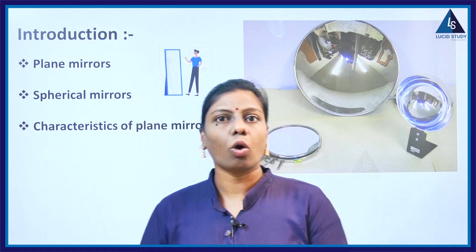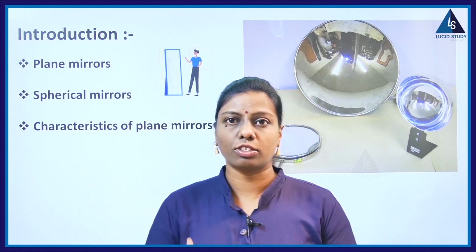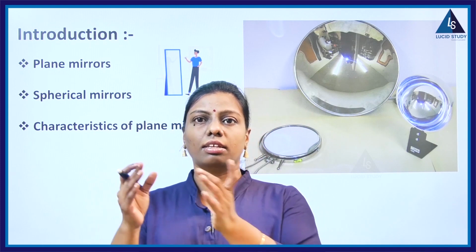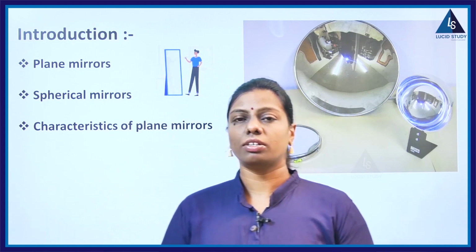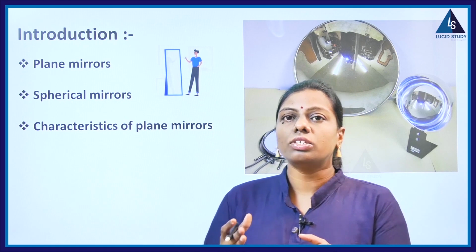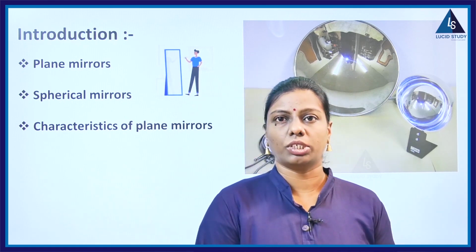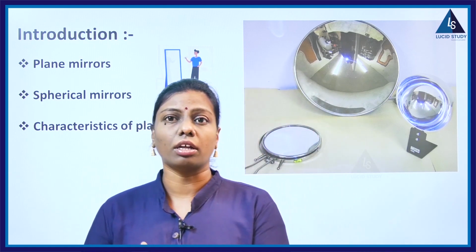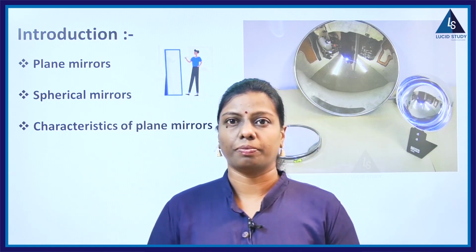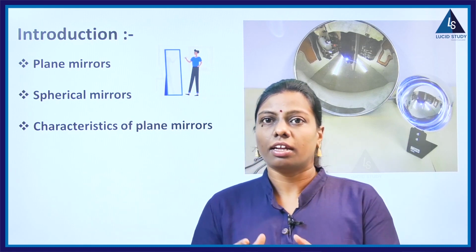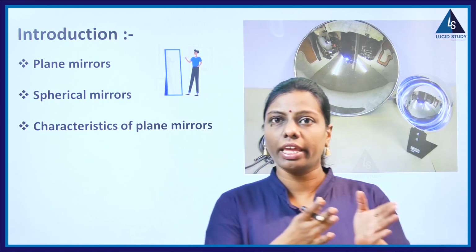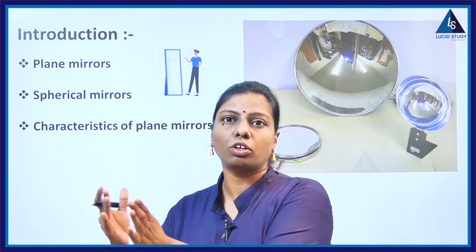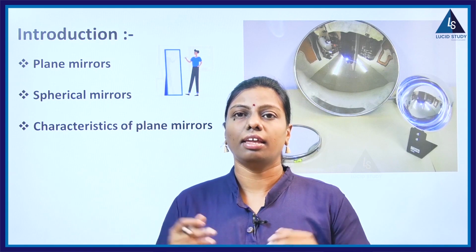And the size of the object is equal to the size of the image. How the object size is, the same will be the image size. The distance from the mirror to the object will be equal to the distance from the mirror to the image. Got my point, children? The distance from the mirror to the object and the distance from the mirror to the image are equal.